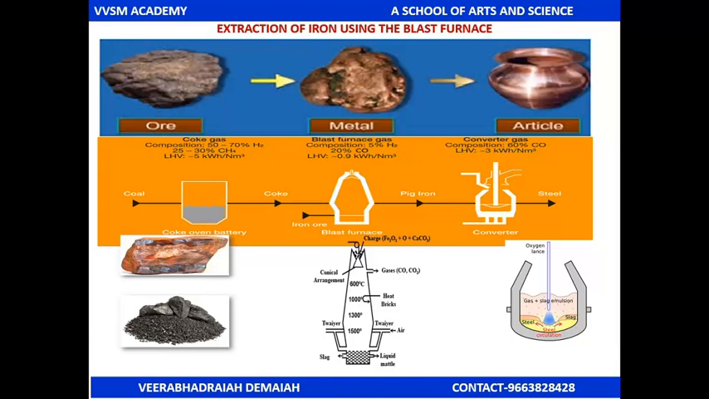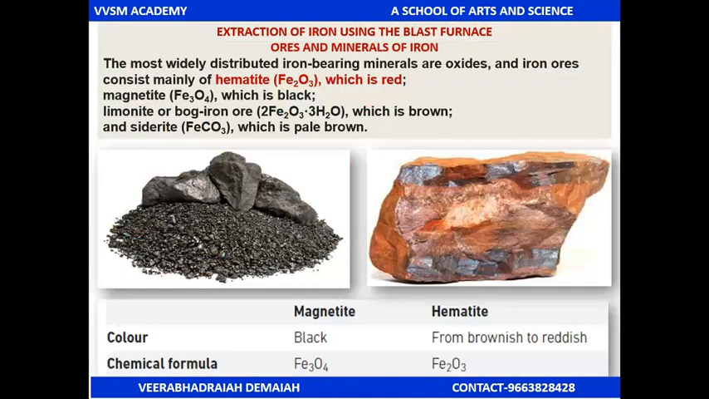What is metallurgy, my dear friends? Metallurgy is nothing but an art and science of extraction and purification of metals using different techniques. Metallurgical science. The extraction of iron using the blast furnace: ores and minerals of iron are the most widely distributed iron-bearing metals or oxides, and iron ores consist mainly of hematite and magnetite.